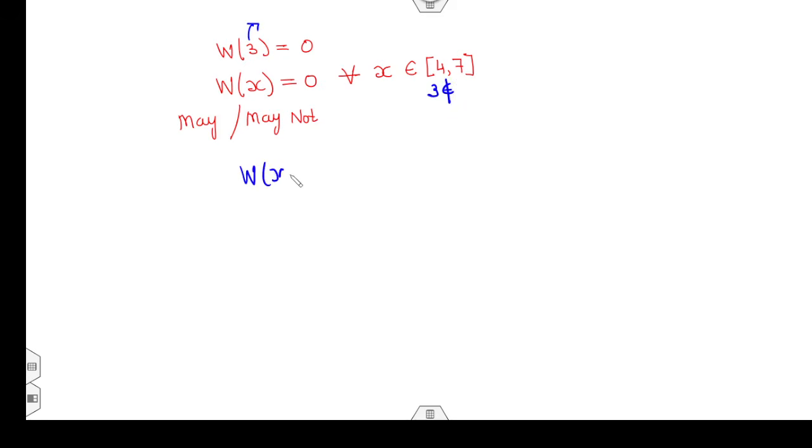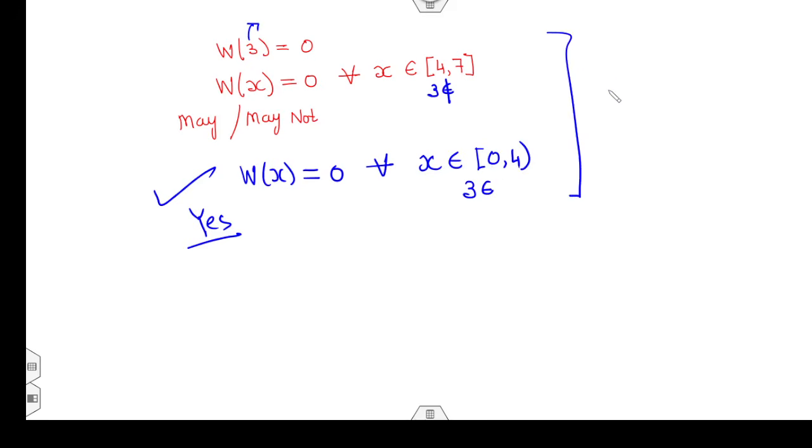However, if I say the Wronskian of x is 0 for all x belonging to the open interval (0, ...), then the answer is yes. Why? Because 3 belongs to this interval. So based on a single trick, I can solve all the differential equations problems.